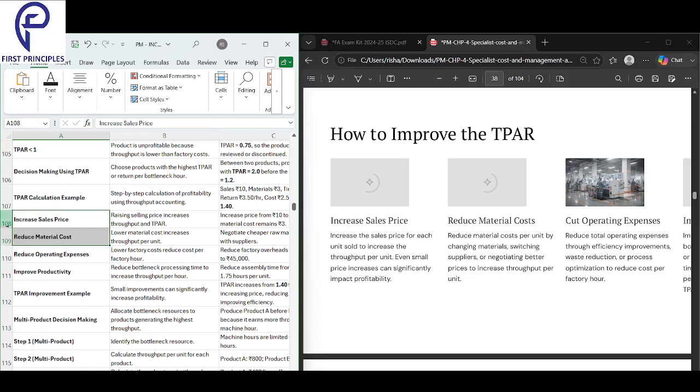That's it, done. Next, reduce the operating expenses. Okay, next we'll look into reducing the operating expenses.